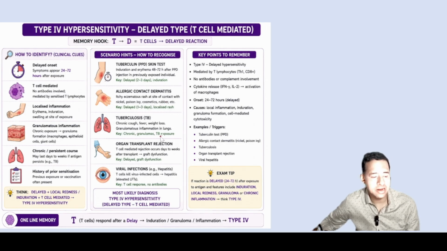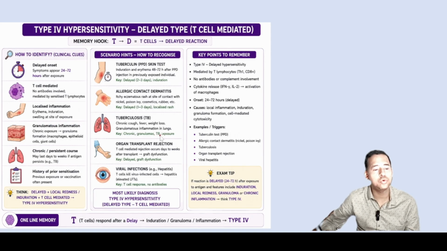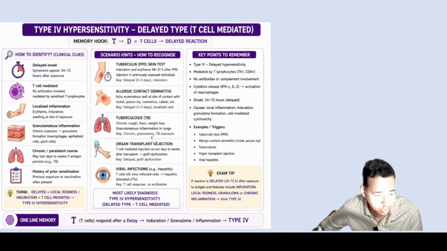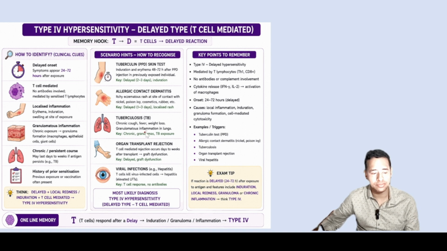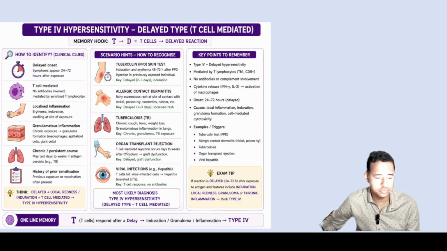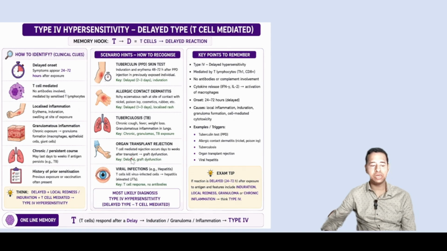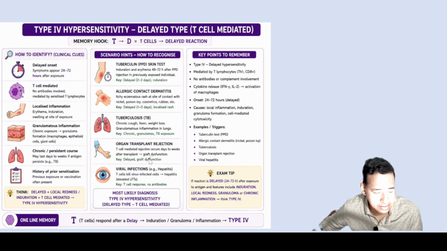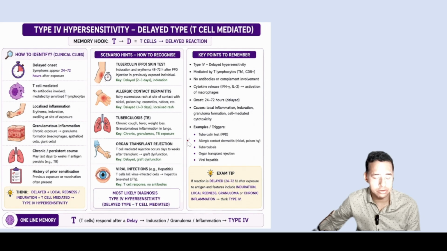And tuberculosis from the above, the tuberculin skin test. Tuberculosis also comes because granulomatous inflammation is very, very important. The key is chronic granuloma with TB exposure. And organ transplant rejection is actually delayed. T cell mediated rejection occurs days to weeks after transplant, with graft dysfunction.